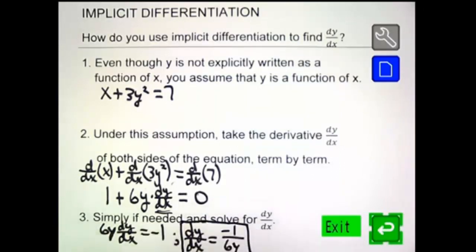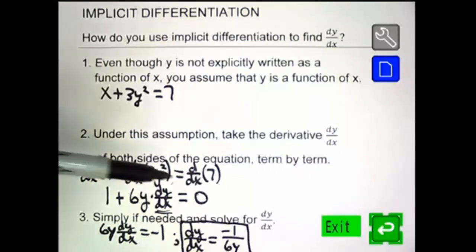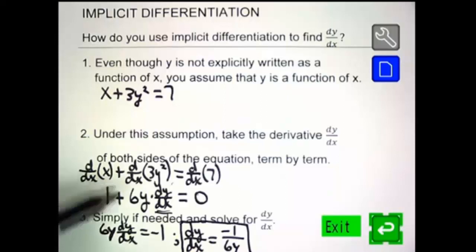I don't want you to get bogged down in the details at this point. You'll have plenty more chances to actually look at the details. I want you to focus on the big picture, which is the three-step process. Assume that y is a function of x. Under that assumption, take the derivative of every term on both sides of the equation, and then simplify and solve for dy over dx. That's the big picture. Don't sweat the details at this point.